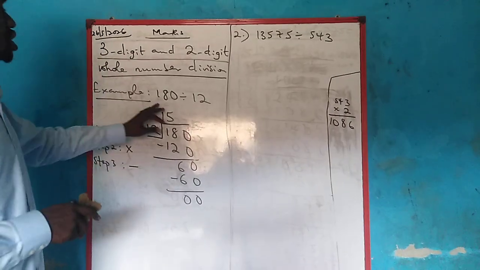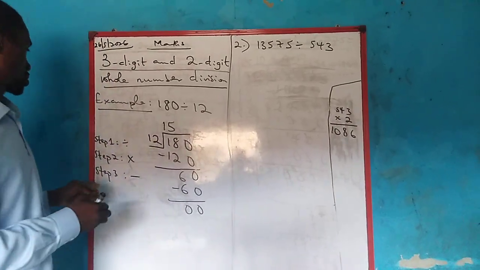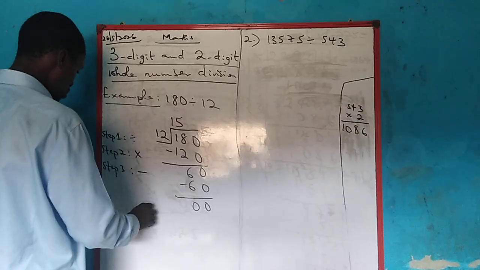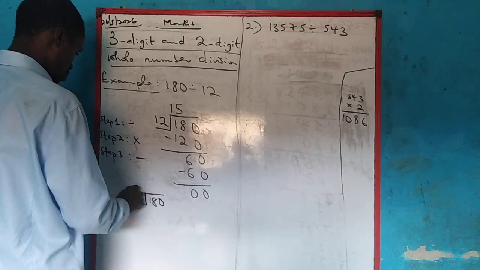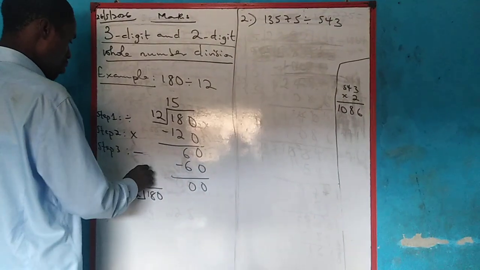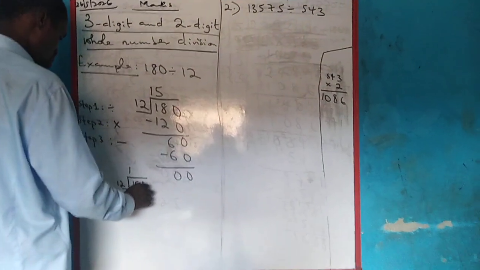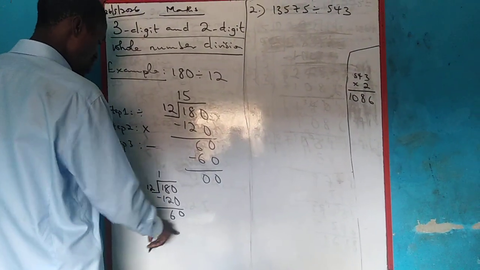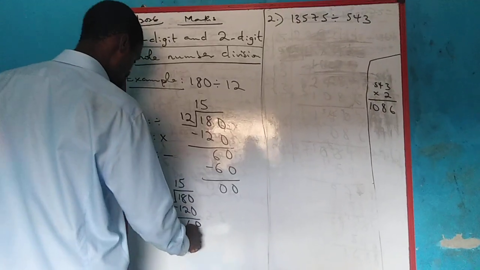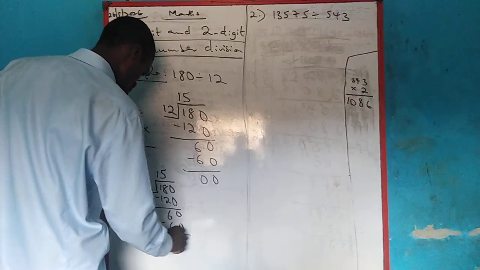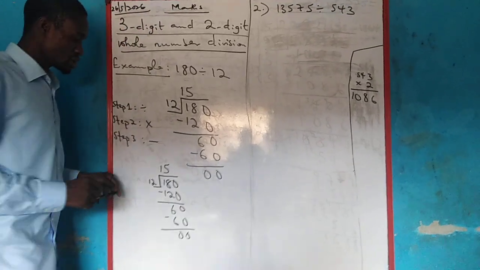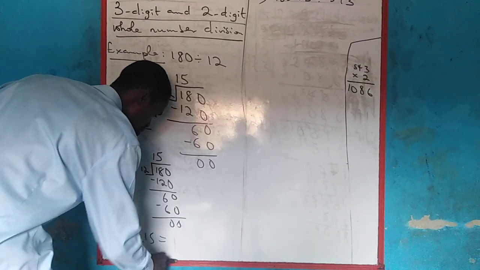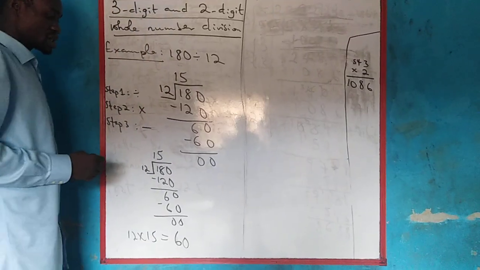So for this other side, 180 divided by 12. The first step is division, like this. 12 into 18 will go once. 1 times 12 is 12. Then you subtract. 6. 12 into 60 is 5. 5 times 12 is 60. Final answer 15. So 12 times 15 will give you 180. Are you seeing it?